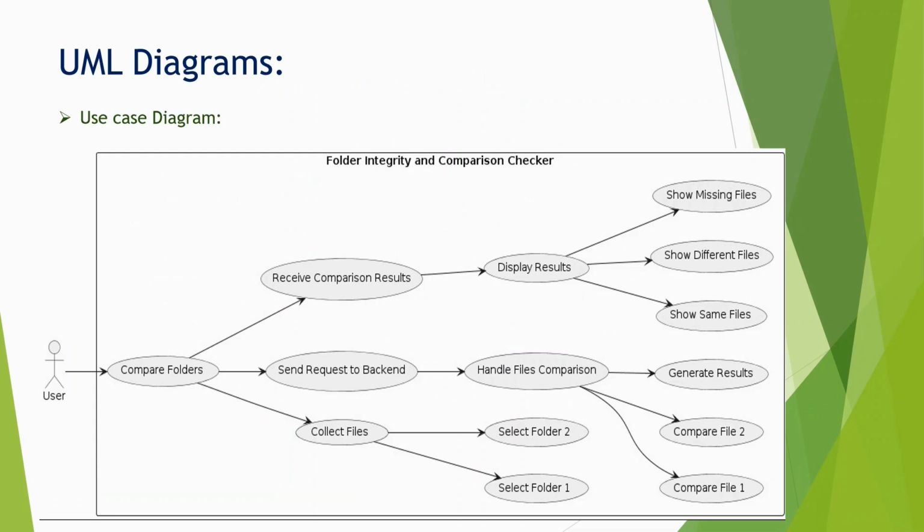UML diagrams. First, the use case diagram. First we have to select folder 1 and folder 2. We collect the files and send the request to the backend, which compares the files and generates the result by comparing folder 1 to folder 2. It receives the results and displays them, showing the missing files, different files, and the same files. This is the use case diagram in the Unified Modeling Language.